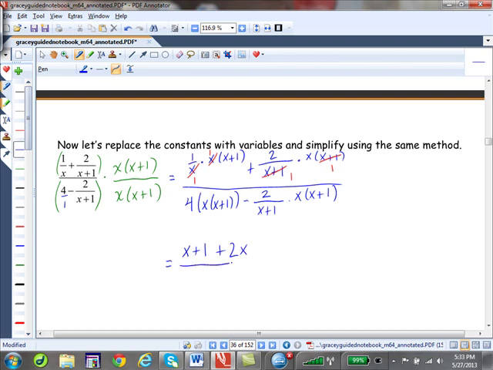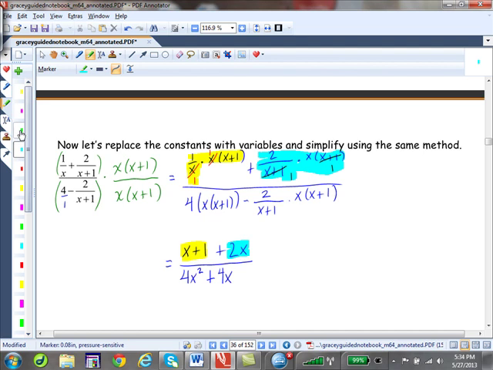That will be over 4 times x plus 1. So that'll be 4x squared plus 4x. So let's get some highlighting so you can see what's going with what. So this here ended up as x plus 1. This guy here ended up as 2 x's. And then this guy here ended up as 4x squared plus 4x's.